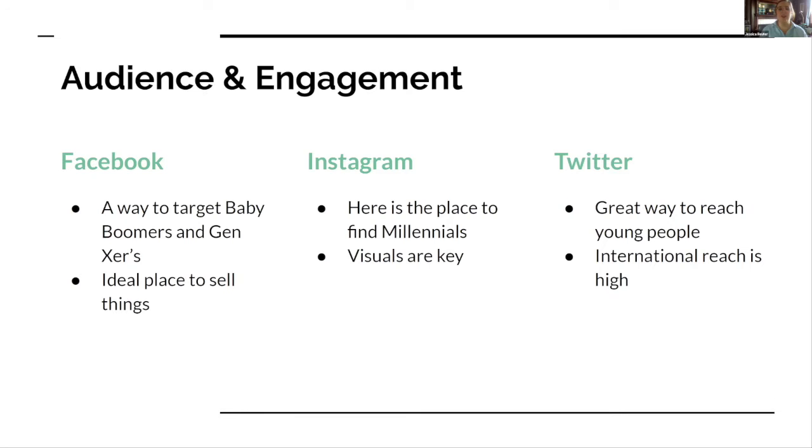And here this kind of reiterates what I was saying with age groups, with Facebook being a great way to reach everyone from baby boomers to Gen Xers to millennials. It's a really great place to sell things, with the event capabilities being really nice, as well as Facebook Marketplace. Instagram is a great place to reach millennials and younger, and it's all about the visuals. It's all about having really great photos and video. And Twitter is a great way to reach young people, and especially if you're a really big brand, to reach people all around the world.